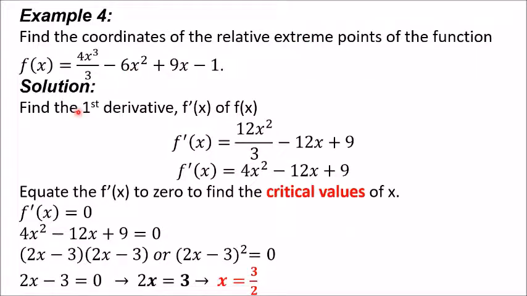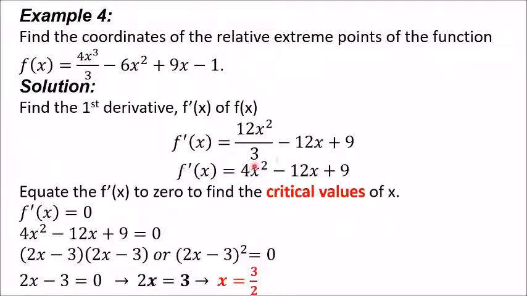Ganoon pa rin. First derivative natin, solve the first derivative, the first step. 4x cubed, so 3 times 4, that's 12x squared, over 3, yung derivative ng first term. Minus, derivative ng 6x squared is 2 times 6, that's 12, minus 1 sa exponent, kaya 12x na lang. Plus, derivative ng 9x is 9. Derivative ng 1 is 0, so no need to include the 0 there.